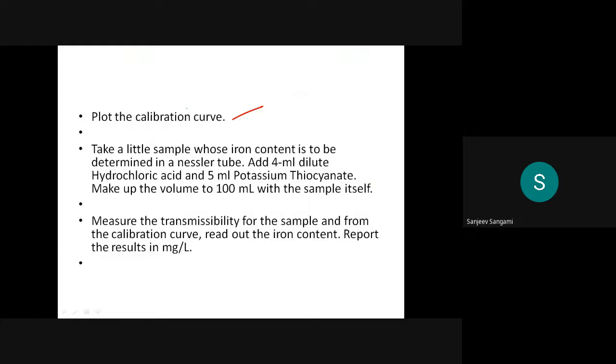As I already explained, plot the calibration curve. Then take a little of the sample whose iron content is to be determined in a tube and add 4 ml. For the sample also, remember, you have to add 4 ml of 4 normal HCl plus 5 ml of 5% KCl. All of these have to be added before placing the sample in the spectrophotometer. Then measure the results in milligram per liter.